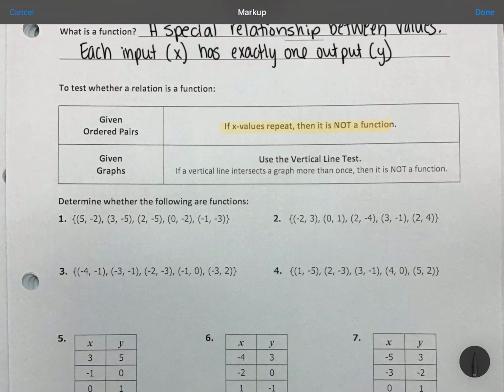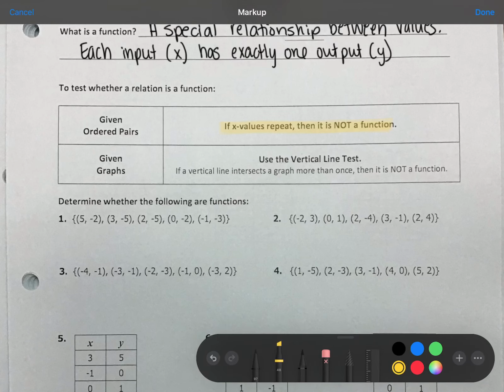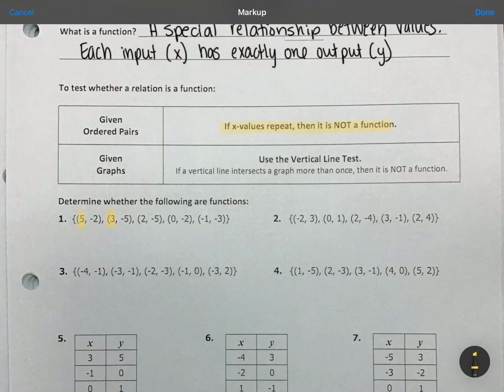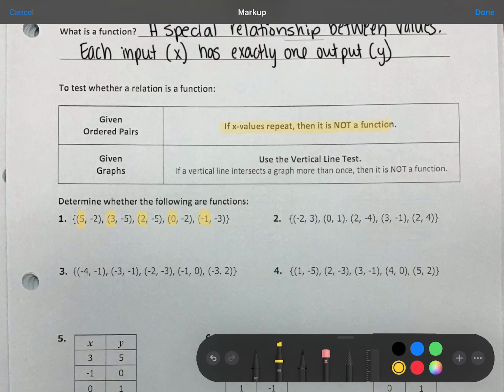All right, so first let's take a look at these relations and determine if they're functions or not. So again, I'm only going to be focusing in on my x values. If you want to circle, underline, or highlight your x values, remember that is the first number in a set of ordered pairs. So I want to ask if any of those values repeat. I've got 5, 3, 2, 0, and -1. None of those values repeat, so therefore this is a function.